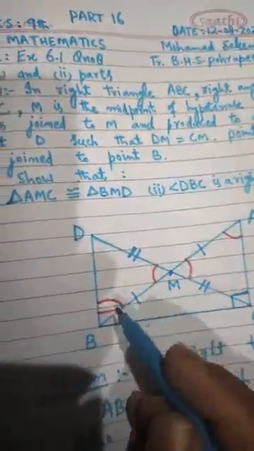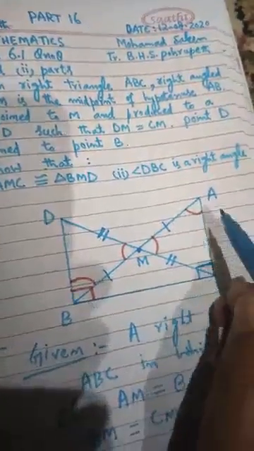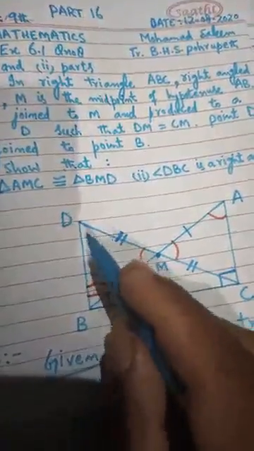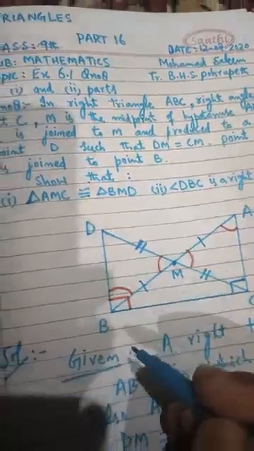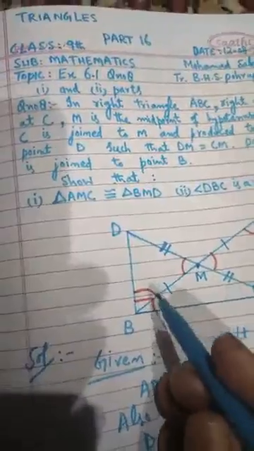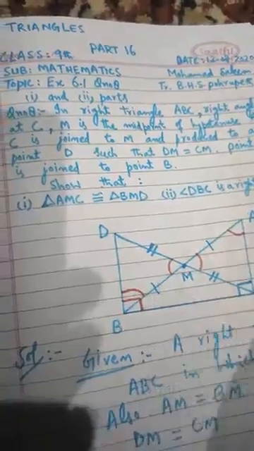QCPCT, corresponding parts of congruent triangles. So we have this angle equal to this angle. Its name is angle CAM. Then this angle's name is angle DBM. So these two angles are equal by CPCT. But these angles are forming a pair of alternate interior angles.